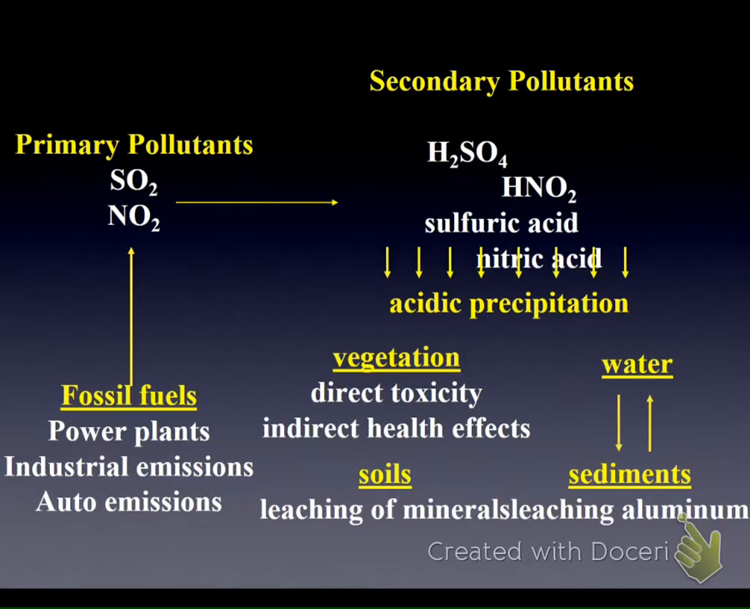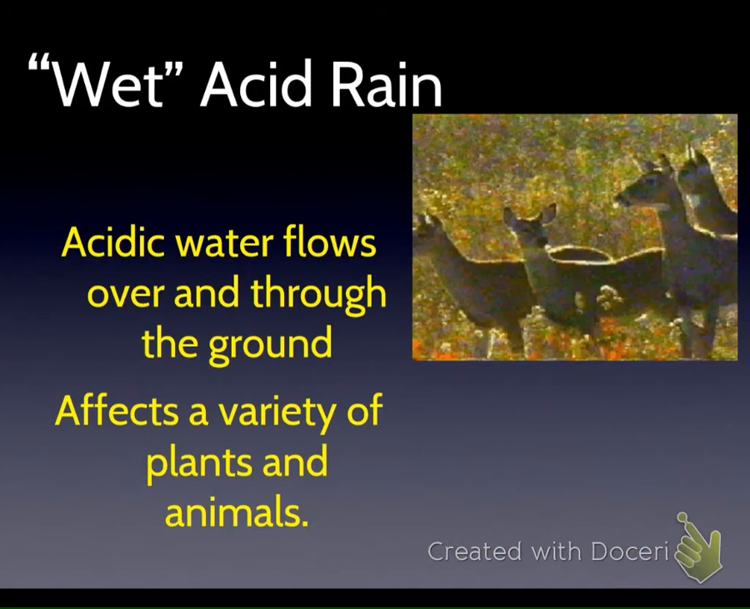Here, the NOx and SOx combines with water, forms acidic precipitation, and damages things, either the vegetation directly or by damaging the soil. When it damages the soil, oftentimes it leaches. It pulls minerals out of the soil, and they leach down out of the availability of the vegetation. Or they may leach aluminum. The aluminum ions are toxic to many things. So the wet acid rain is when the acidic water, whether it started out as snow or rain or anything in between, comes down, melts, goes through the ground. And it has a whole bunch of different effects on plants and animals, which we will see.